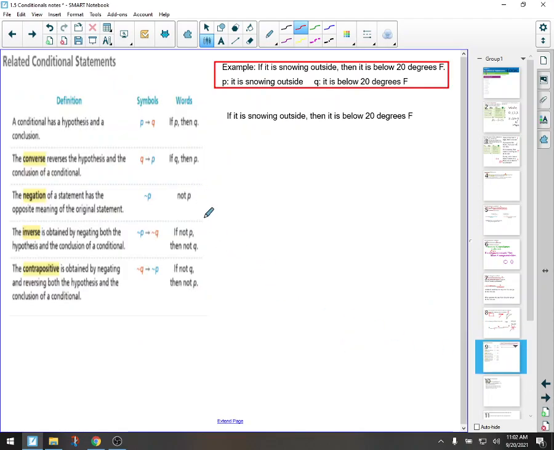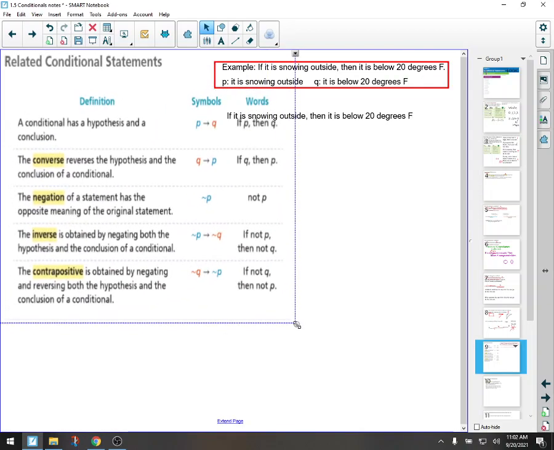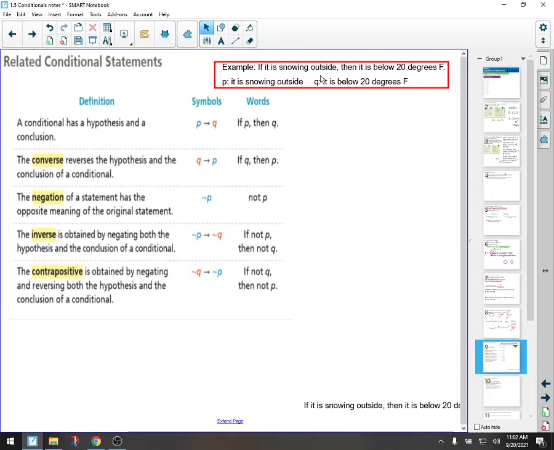So, woof. Now we got a whole bunch of junk to read through. So, I'm trying to make this brief. Feel free to let me know if I didn't explain something well in here. All right.